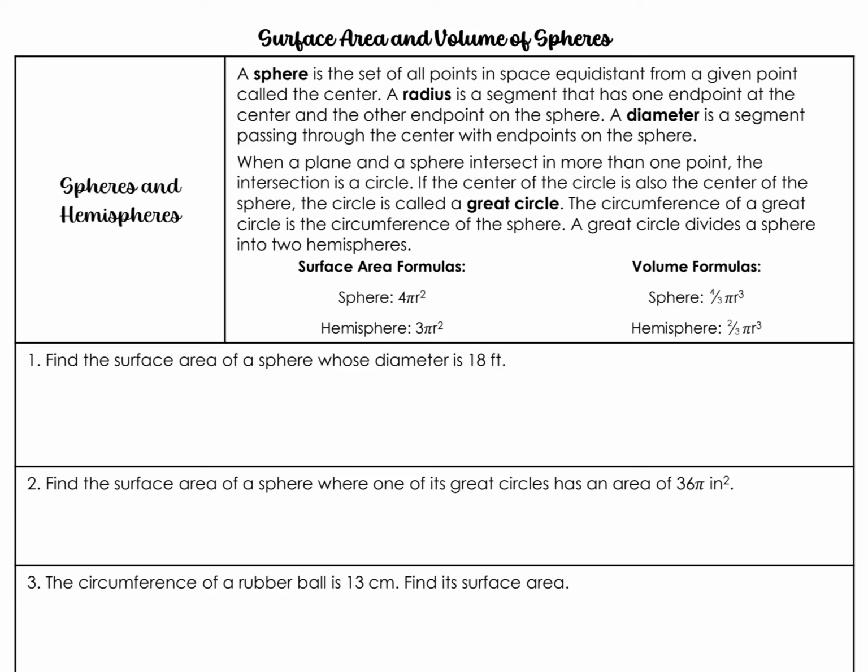In this lesson, we're going to cover surface area and volume of a sphere. A sphere is a set of all points that are equidistant from a given point called the center. A radius is a segment that has one endpoint at the center and another endpoint on the sphere.